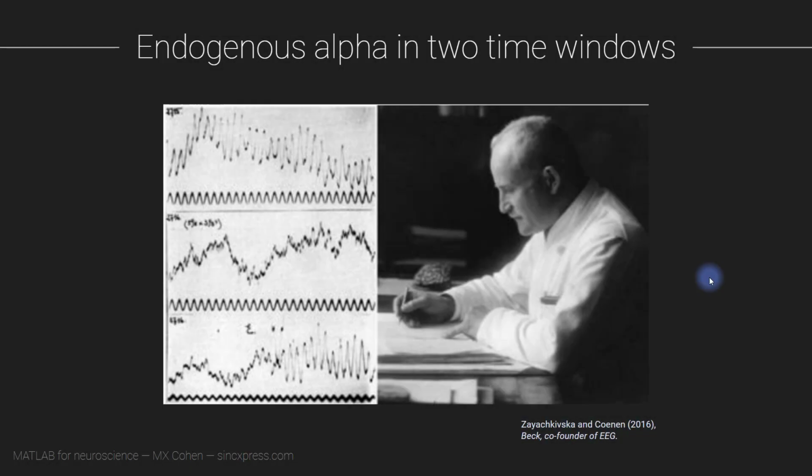In this and the next videos, we will be investigating alpha oscillations and their relationship to the SSVEP effect. So let me start by saying a few words about alpha. Here you see a picture of Hans Berger, the famous German scientist from the early 20th century.